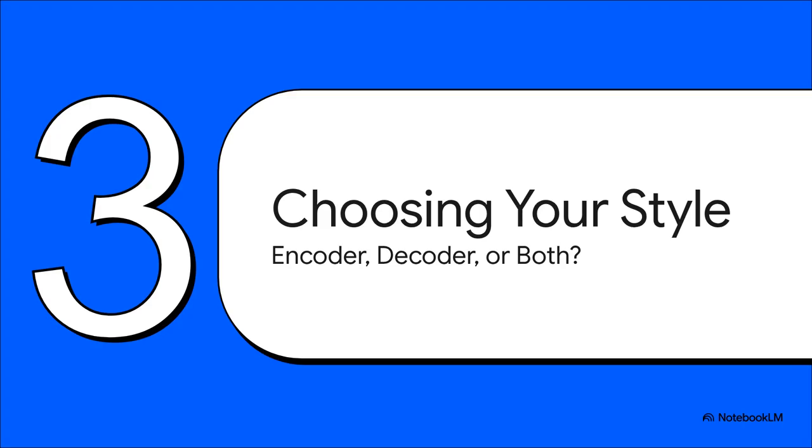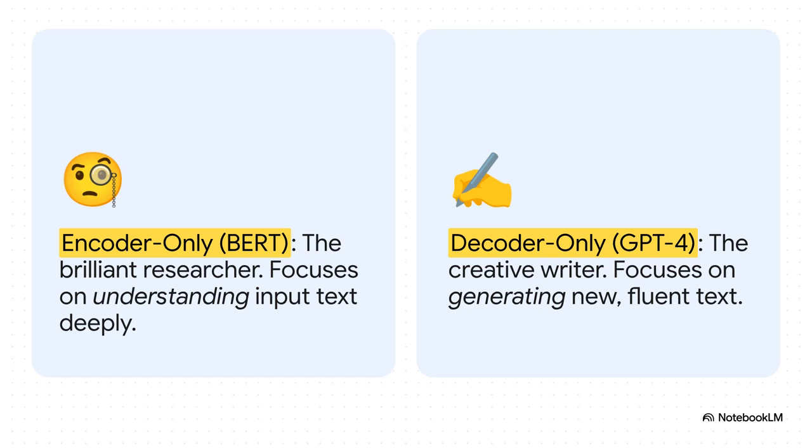Okay, so we've seen the building blocks. Now, let's look at the different ways you can put them together. We're talking about the three main architectural styles you'll run into. On one side, you have encoder-only models. Think of these as brilliant researchers. They are built to understand text deeply, reading back and forth to get the full context. On the other side, you have decoder-only models, like the GPT family. These are the creative writers. Their entire job is to generate new text by predicting what word should come next.